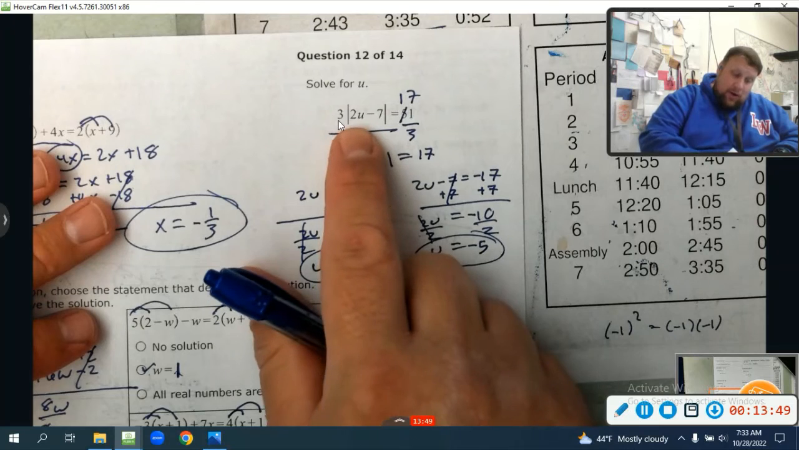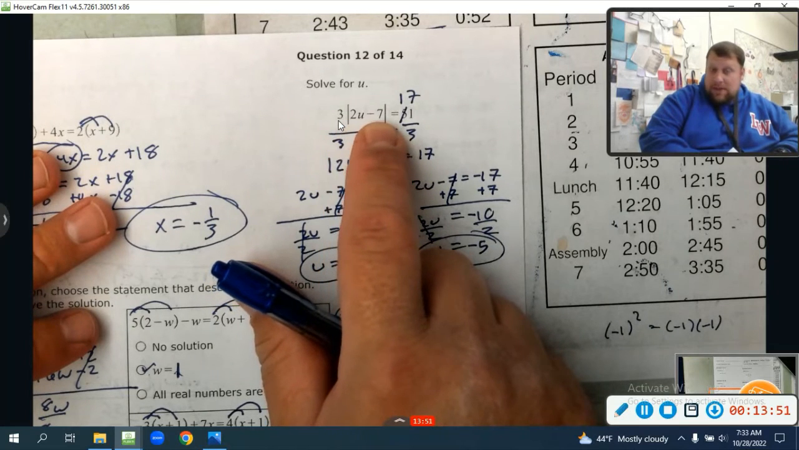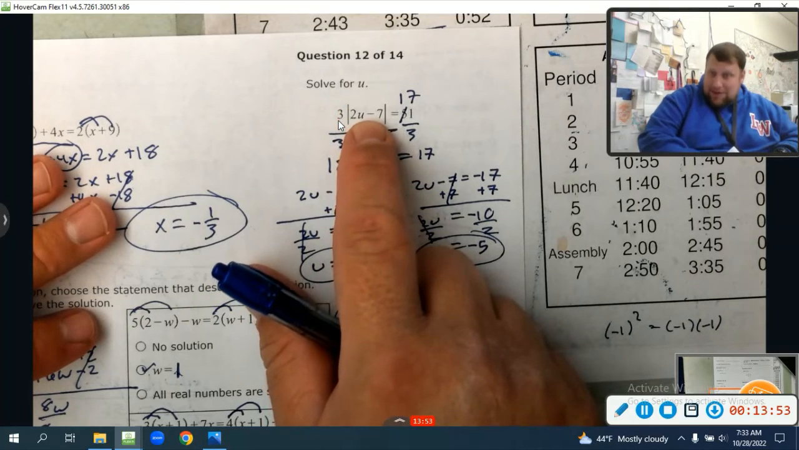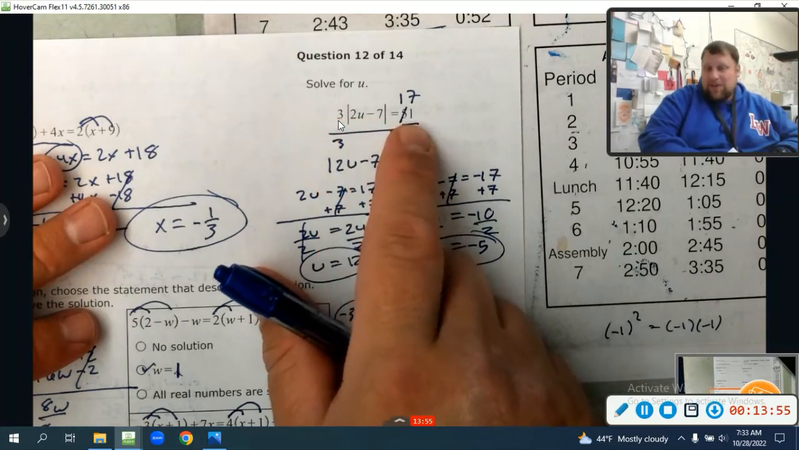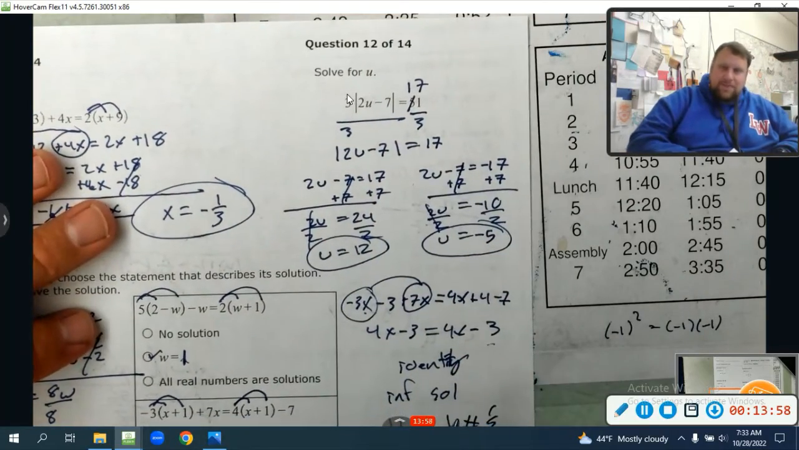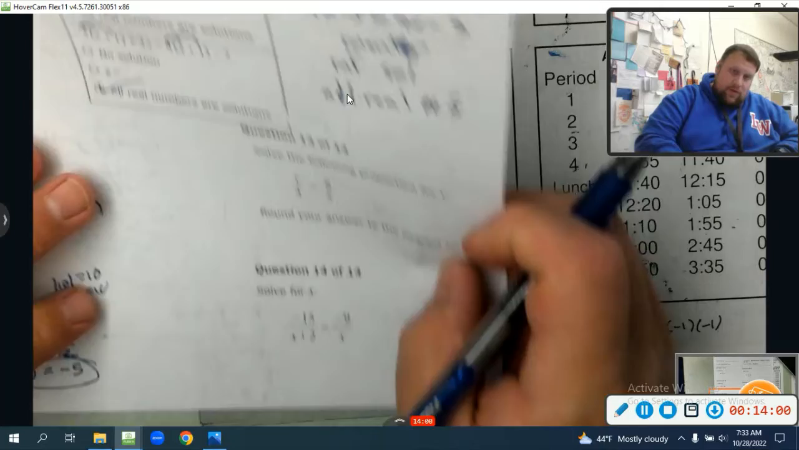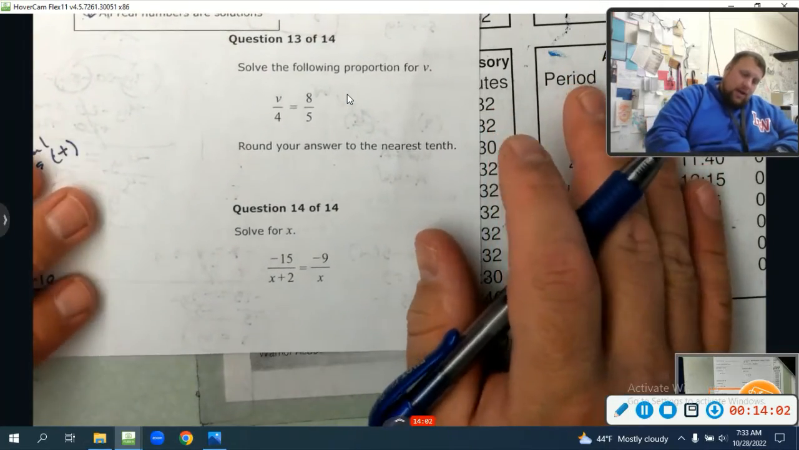How about 12? 2 times 12 is 24. 24 minus 7 is 17. Absolute value of 17 is still 17. Times 3 is 51. Look, it works. Feel free to work that on paper if you're not sure.